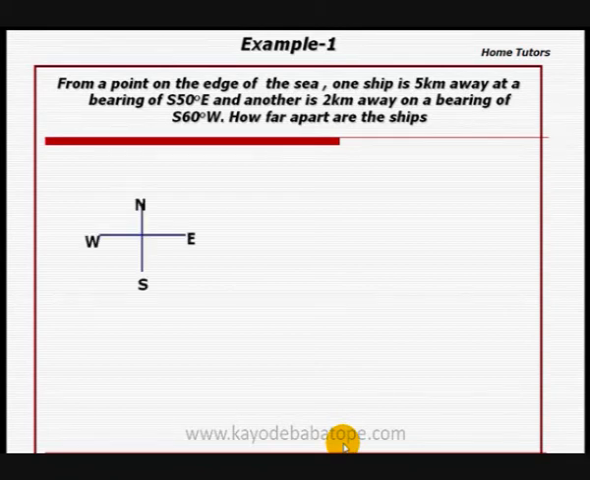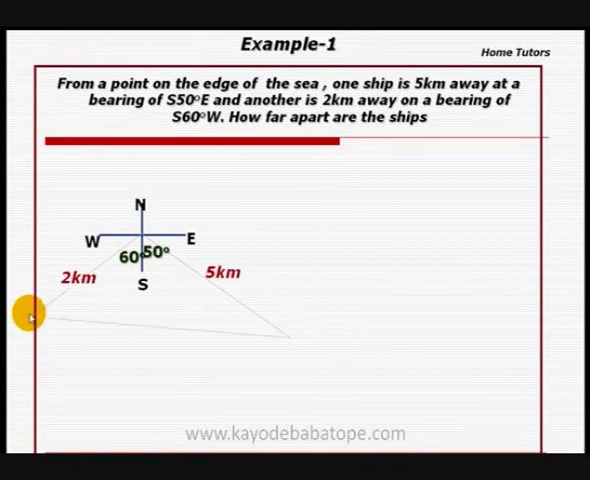Now, this is that point on the edge of the sea. We are told that one ship is 5 kilometers away at a bearing of south 50 degrees east. You see, that is the bearing of south 50 degrees east. And another ship is 2 kilometers away on a bearing of south 60 degrees west, starting from south 60 degrees west. So one ship is here, the other ship is here.